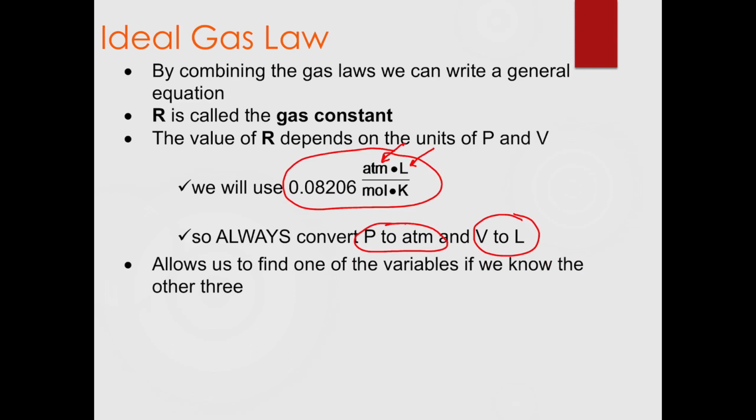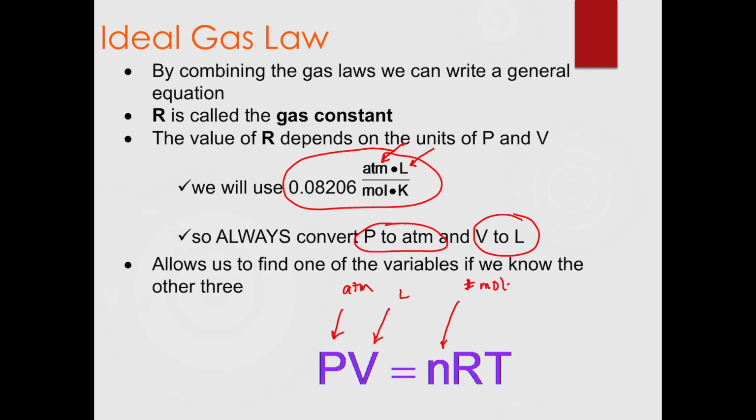Okay, so the cool thing about the ideal gas law is it allows us to find one of the variables if we know the other three. And so here is our equation. We have PV equals nRT, or PIV-NERT as we like to call it. Our pressure is always going to be in atmospheres. Our volume is going to be in liters. n is going to be the number of moles of our gas. R is the gas law constant. And temperature, like before, always has to be in Kelvin.